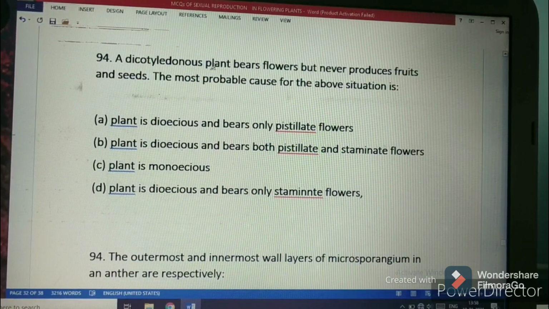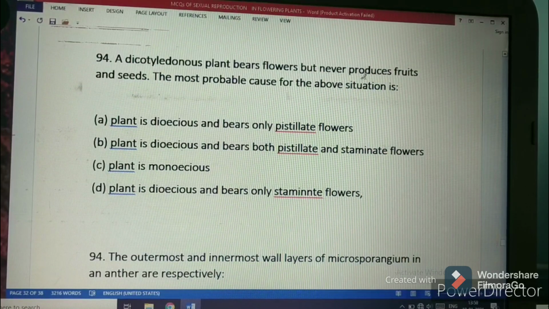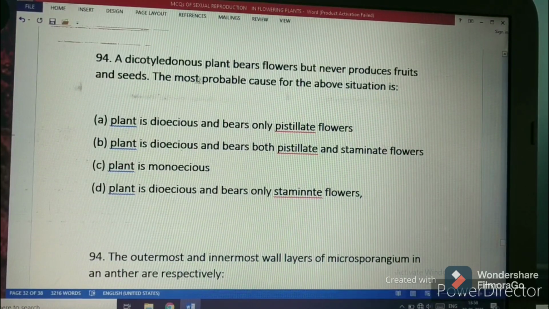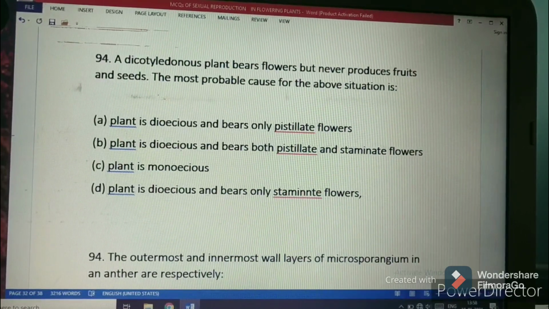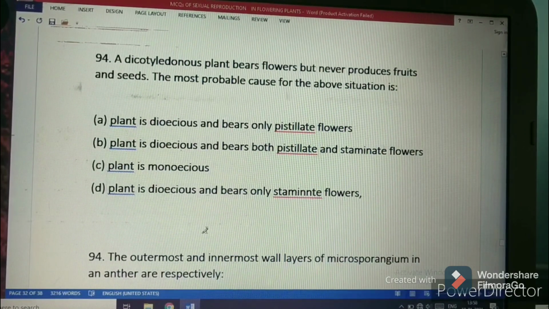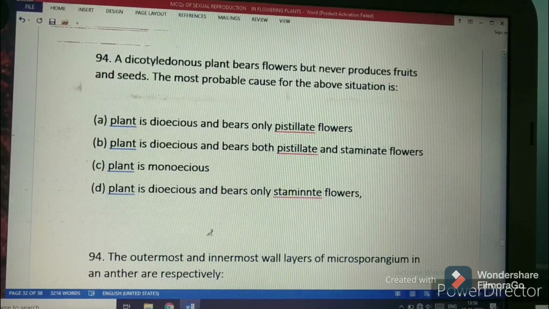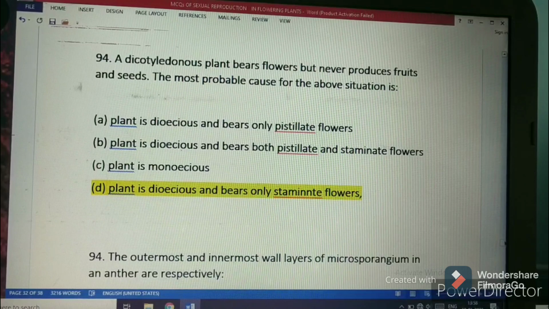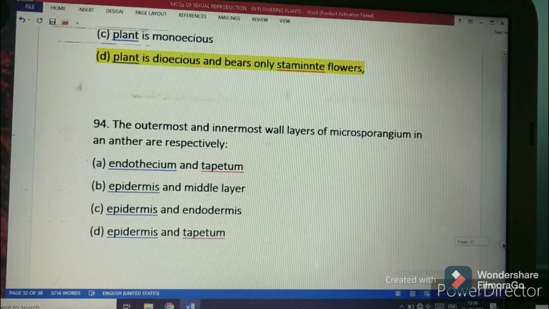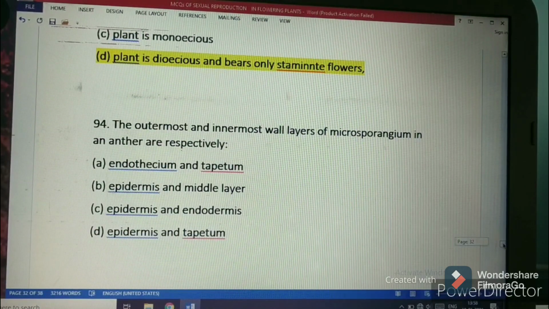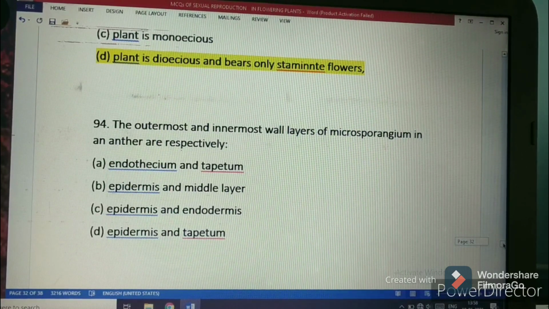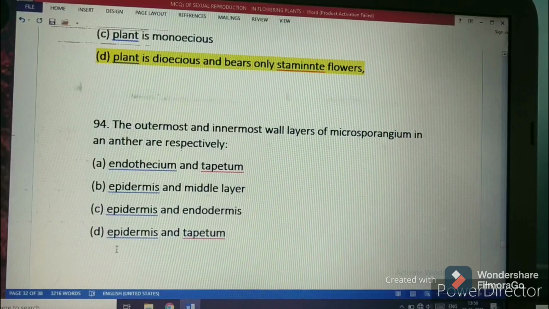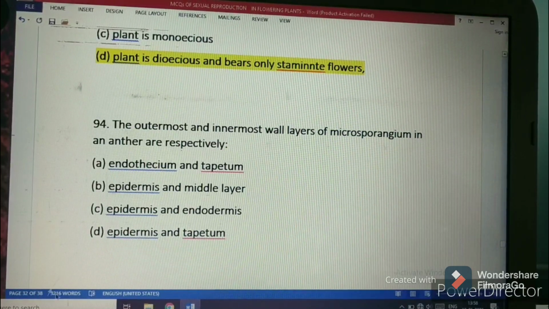A dicotyledonous plant bears flowers but never produces fruits and seeds. The most probable cause for the above situation is the plant is dioecious and bears only staminate flowers. D is the correct answer. The outermost and innermost wall layers of a microsporangium in anthers are respectively epidermis and tapetum.